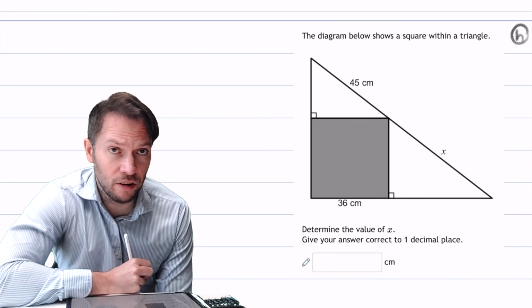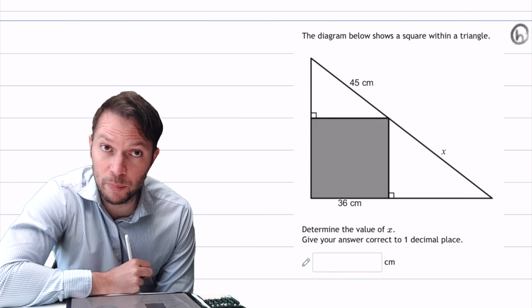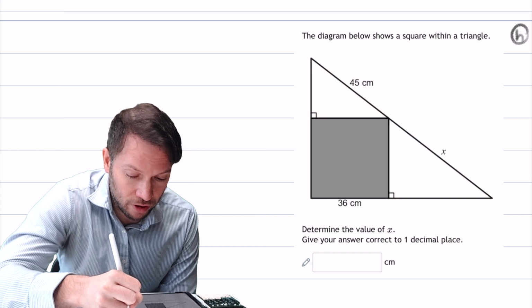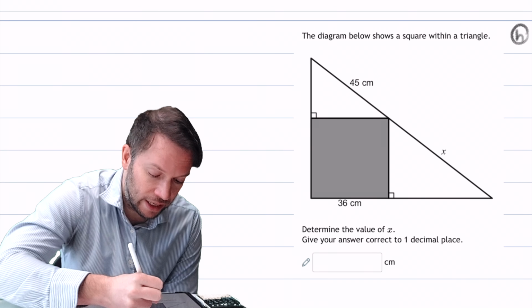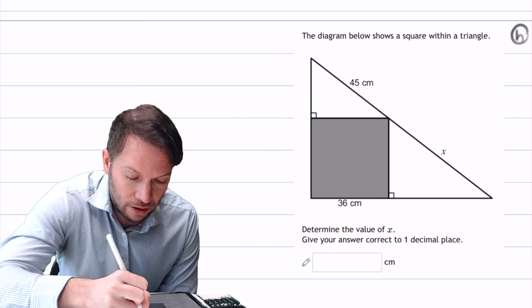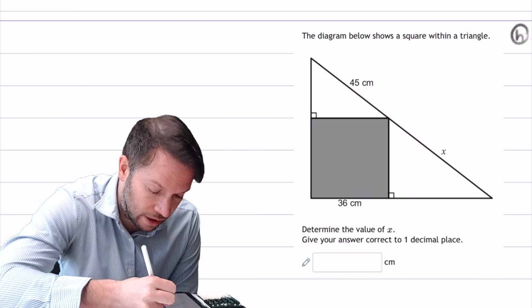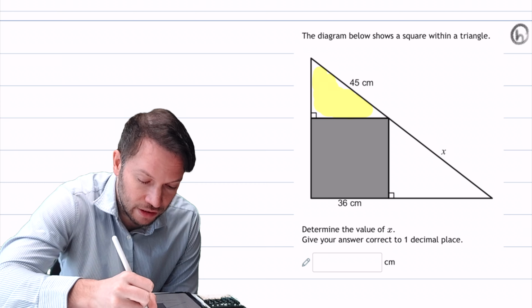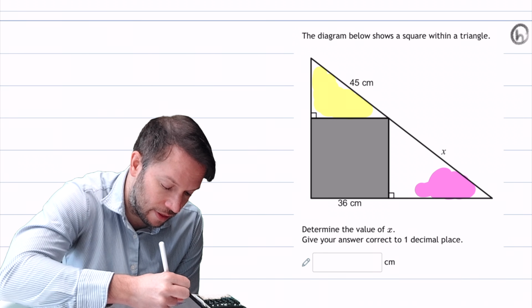In this video, we're going to solve a problem involving similar shapes, but also Pythagoras' theorem. Now, we've got this big triangle and we've got a square inside of it, and we've got to work out x. Firstly, note that this triangle here and this triangle at the bottom, we say they are similar.